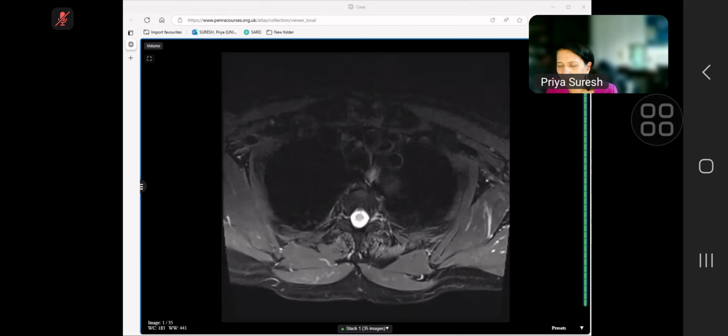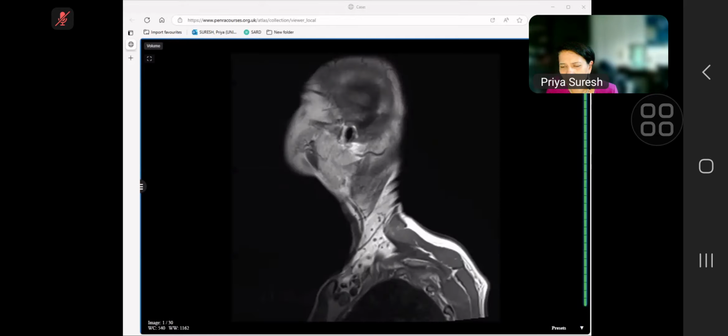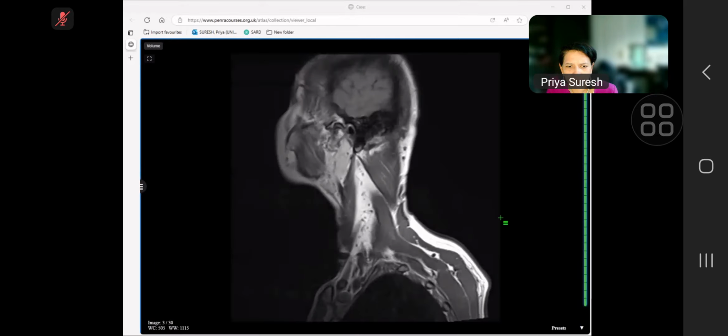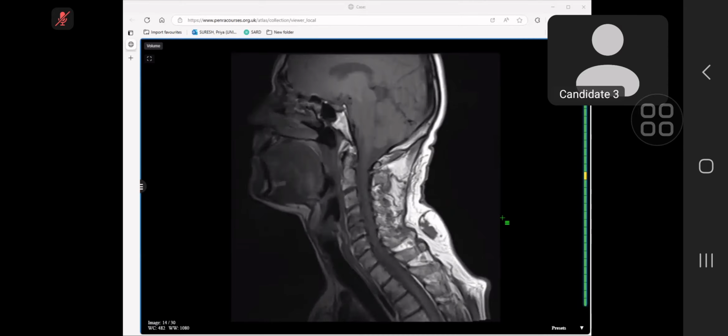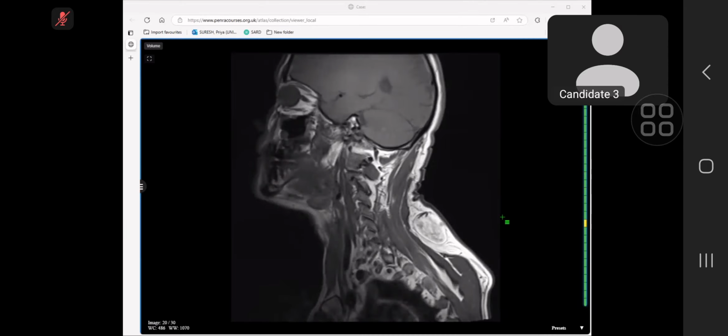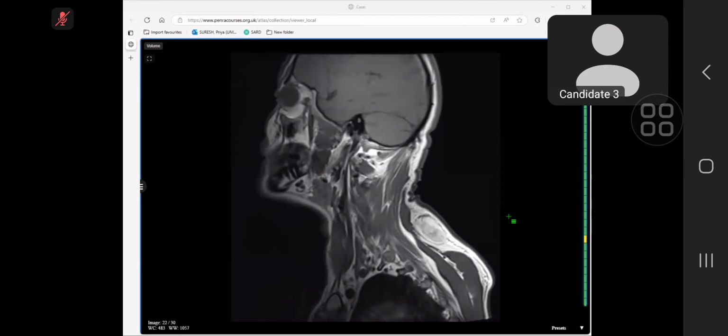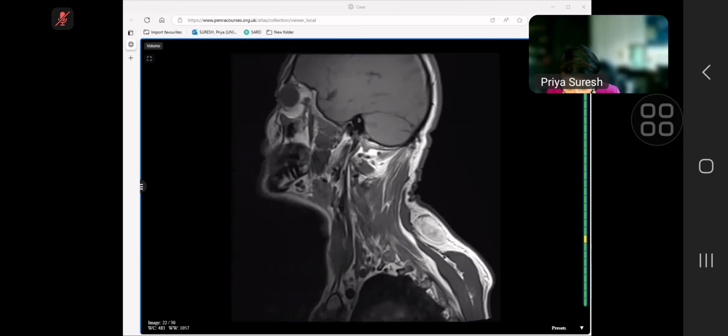presented with a lump in the back of the neck. They are about 40 years old, and it has been present for about 2 years.